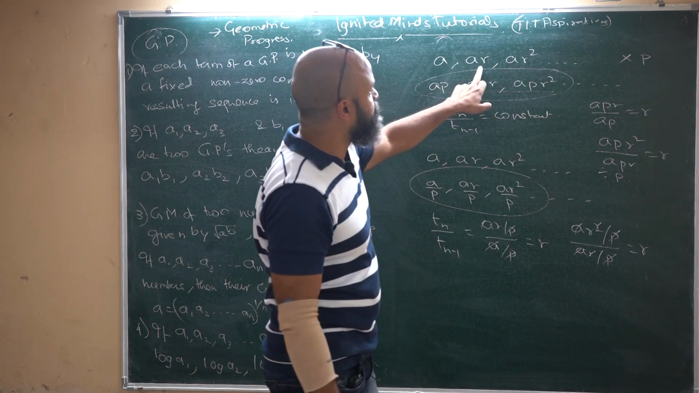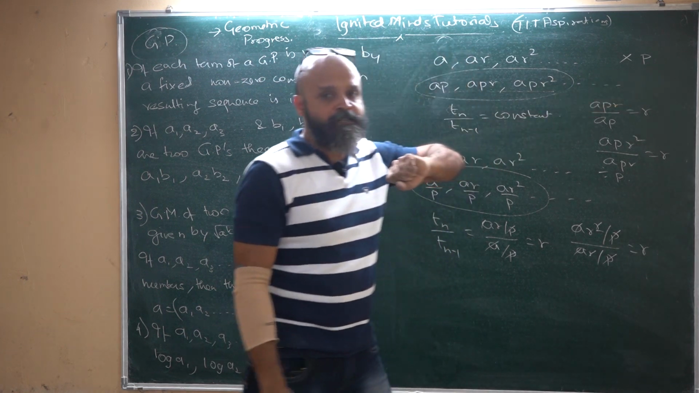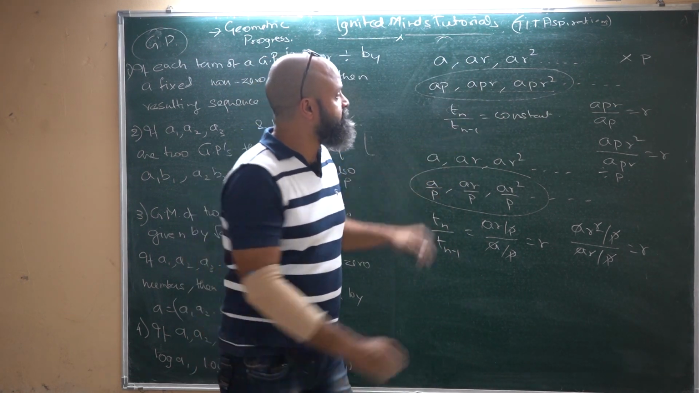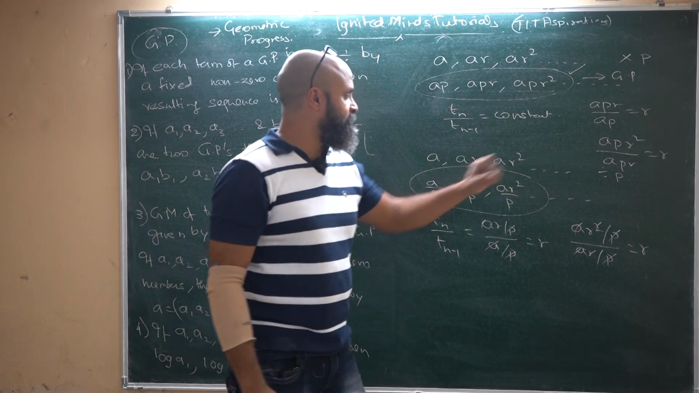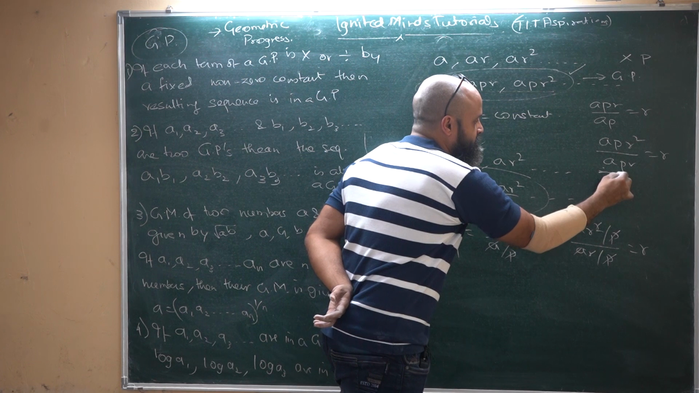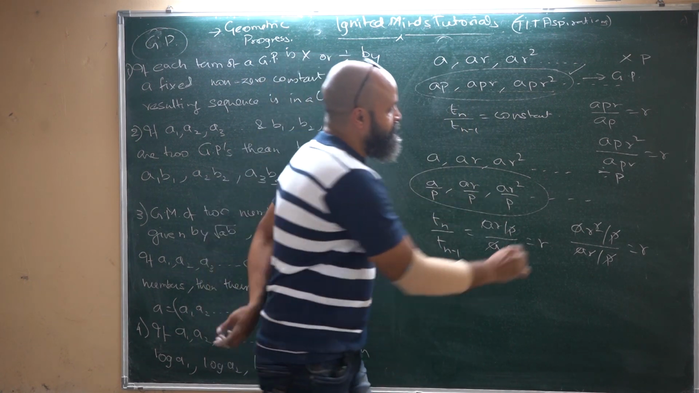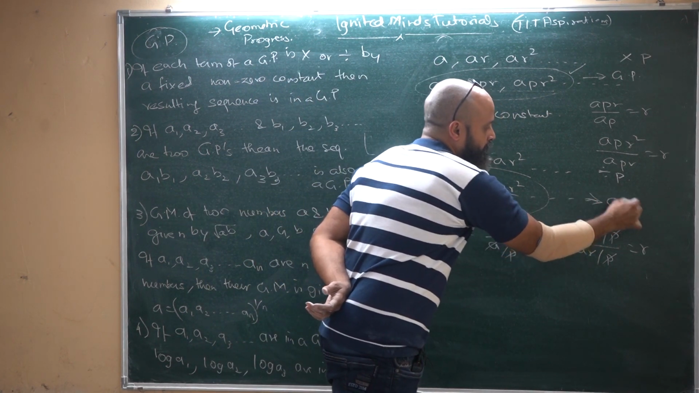So if every term of a geometric progression is multiplied by the same number, the resulting sequence is going to be a GP. If every term of a geometric progression is going to be divided by the same number, the resulting sequence is going to be a geometric progression.